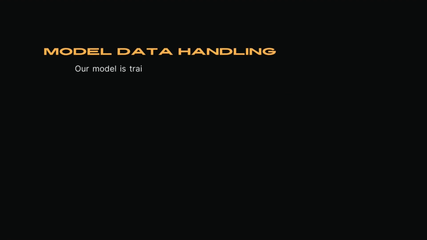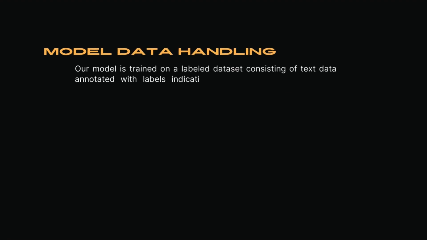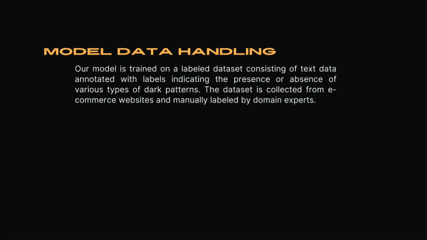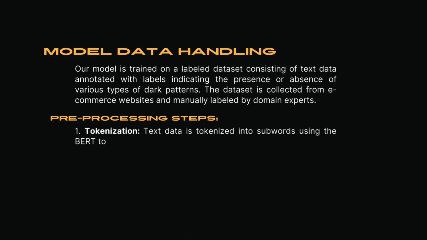Data handling of the model is, we train our system using real examples from websites. Experts label these examples as good or containing dark patterns. This helps the system learn to identify these patterns itself. Pre-processing steps include, firstly, tokenization.